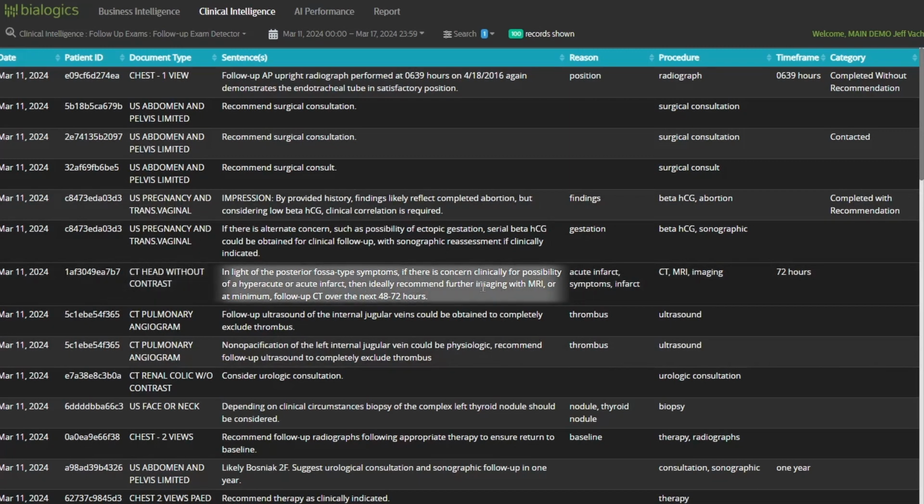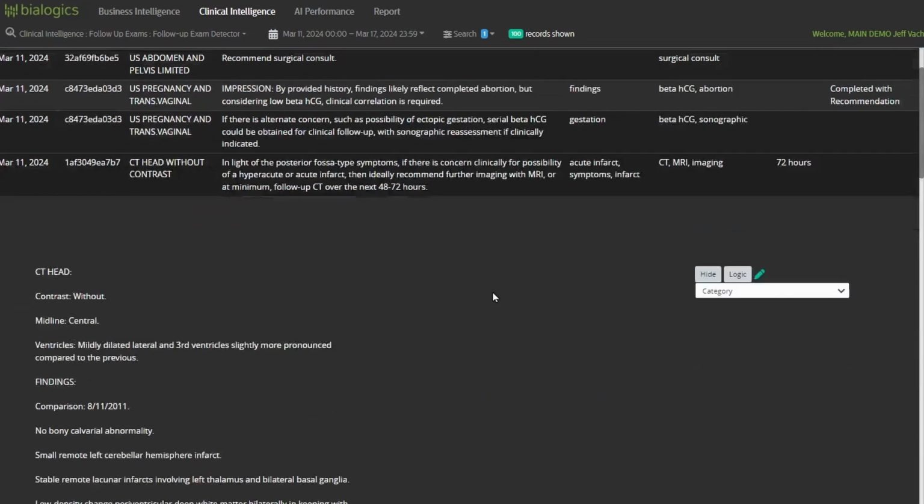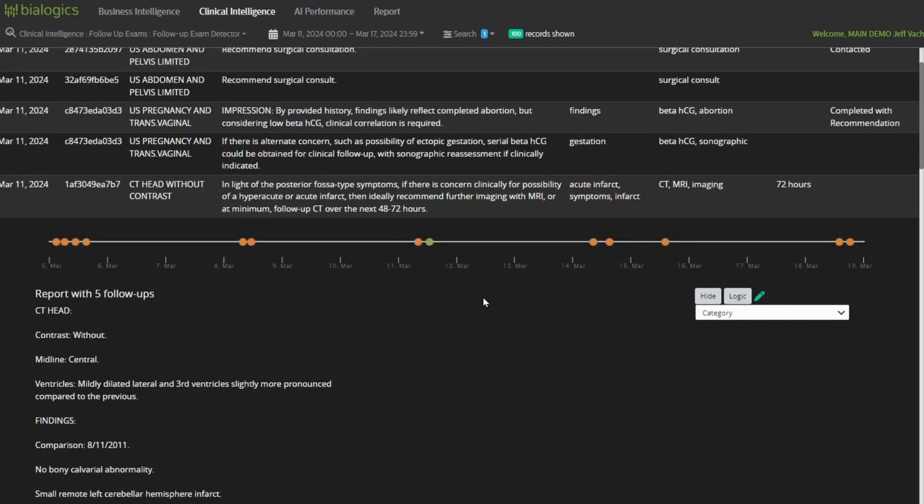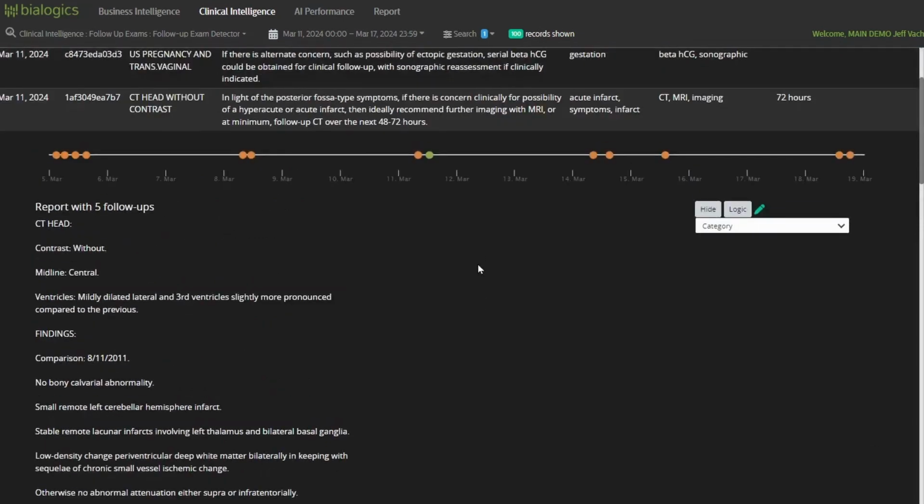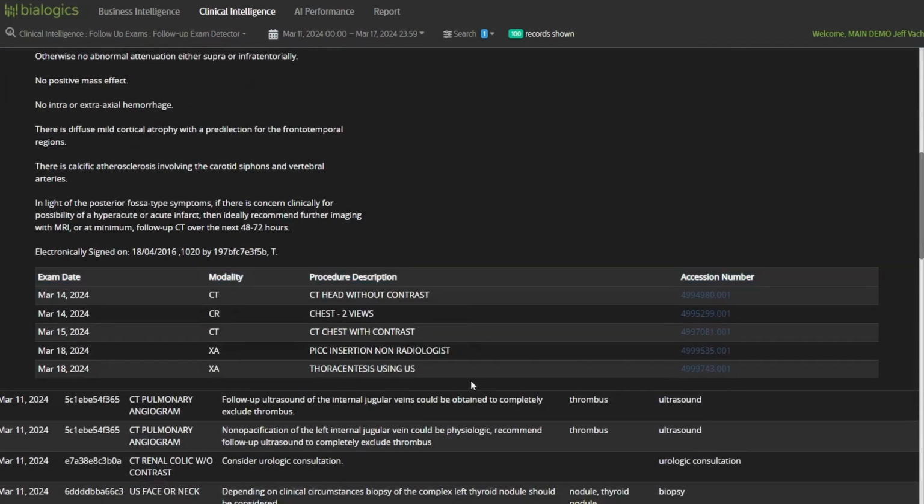We have the radiologist report identifying the statement where a follow-up is required. We have the reason why there's a follow-up required, what type of procedure we'd like, and the timeline that is associated with it. Now I can again go into this report and also look at that patient's report and any subsequent follow-ups that have already occurred.